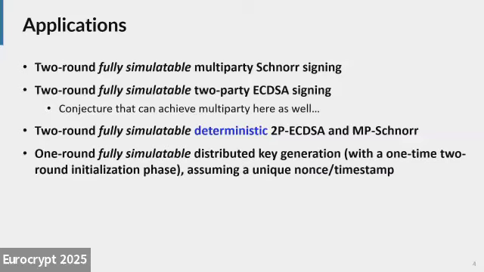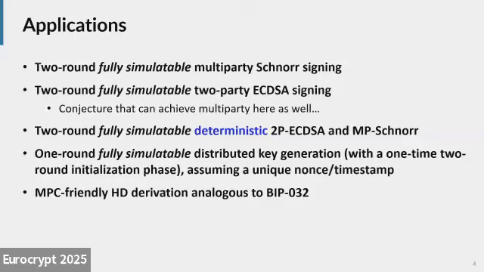We can do one-round fully simulatable distributed key generation. You need a nonce or timestamp or something, but otherwise, even if you don't, you'll just generate the exact same key. It's not clear that's such a problem. And we can also do MPC-friendly HD derivation, which is essentially deriving keys. You generate one key, and I can derive many keys from it, like in BIP32, which is done very often in the blockchain world. But I can do this MPC-friendly, where I'm actually enforcing correct behavior.